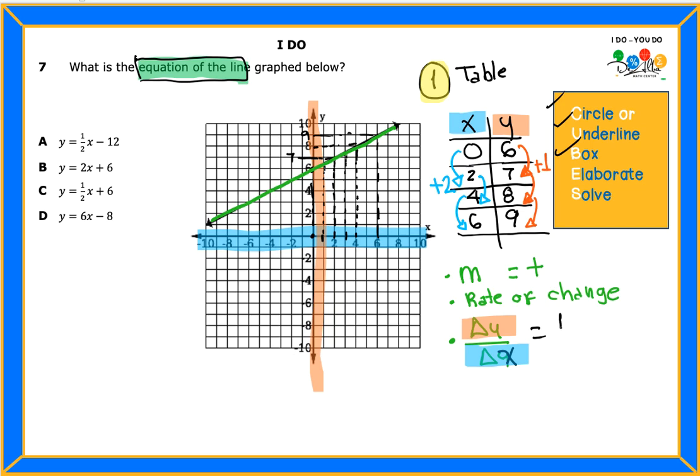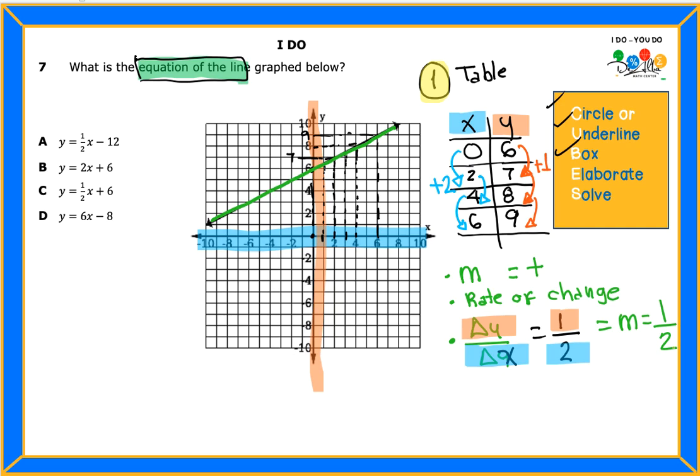It's a 1. You see that, guys? It's right here. And the delta x, the change on the x's, is a 2. So I'm going to say that the slope is just 1/2. That's the value of the m.